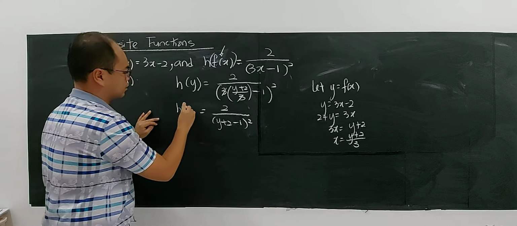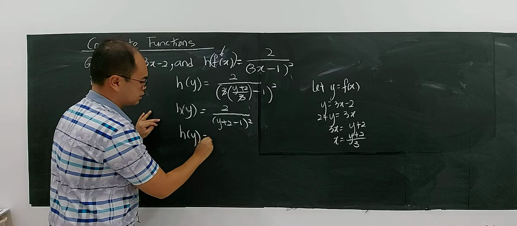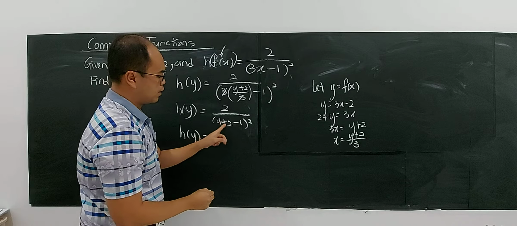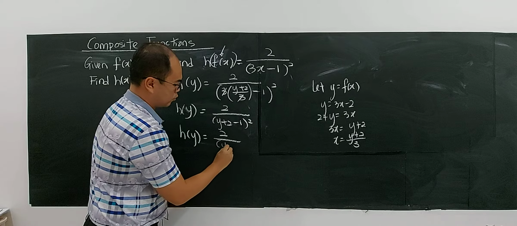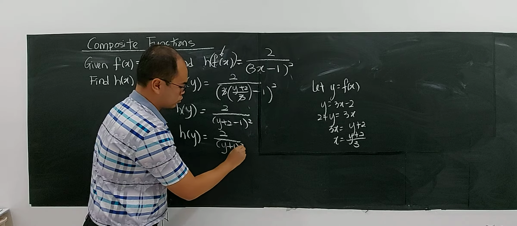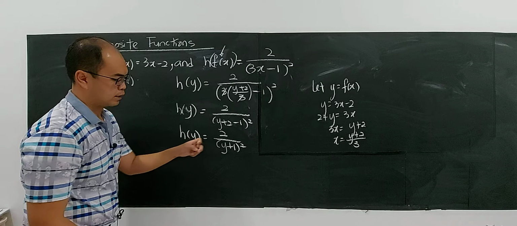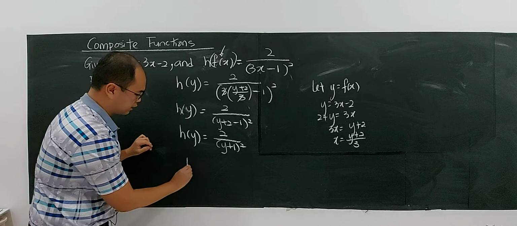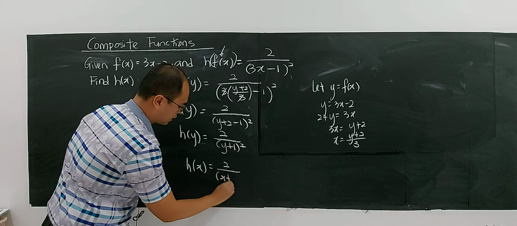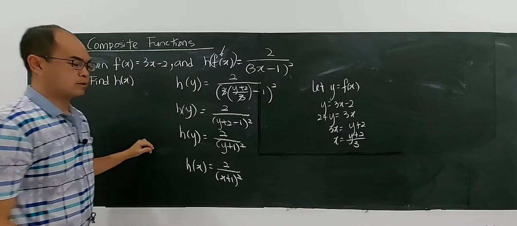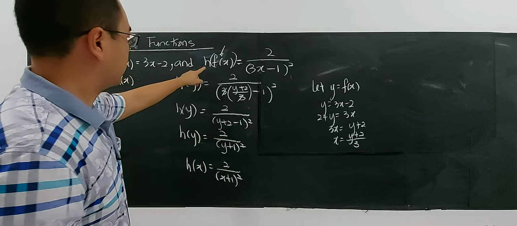Your h(y) will be 2 over (y plus 2 minus 1) squared, which gives y plus 1 squared. Finally, you have found h(y) in terms of y. So you can replace y back with x, which will be h(x) equals 2 over (x plus 1) squared. So you use this method to find h(x).